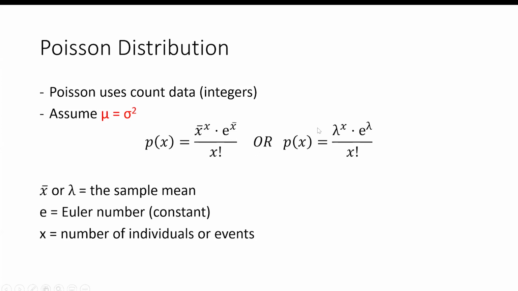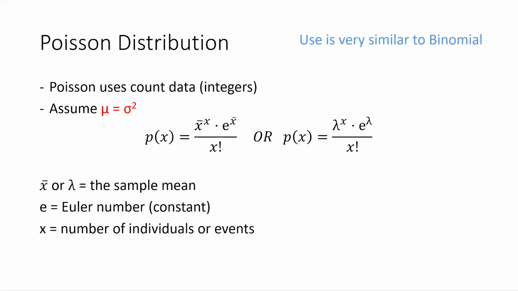Sometimes instead of using x bar, people will use lambda. So both are here, and they mean the same thing. They just represent the sample mean. And it's used very, very similarly to binomial. Again, I'm not going to ask you to use this equation in class or on your assignments or quizzes or exams, but it is important, of course, to know where these numbers are coming from.